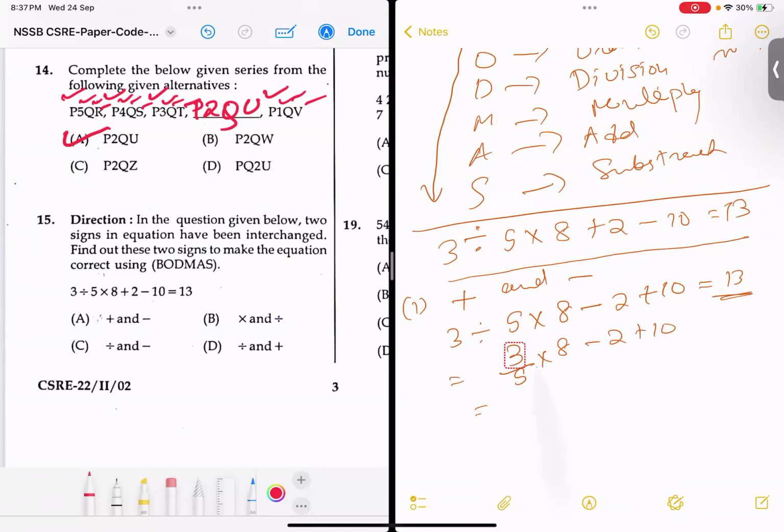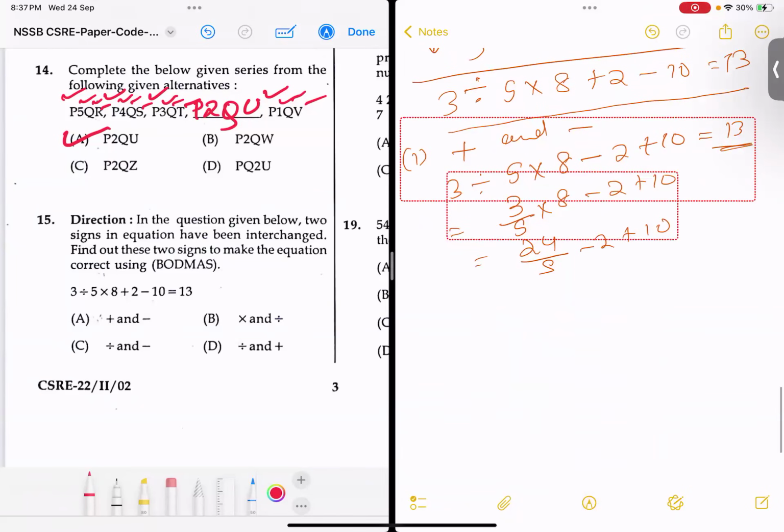Now next is multiplication, right? It should be 24 by 5 minus 2 plus 10, right? So 24 divided by 5 is 4.8, minus 2 plus 10. So we don't get any 13, right? We don't get 13. It's not equal to 13. So A is not correct.